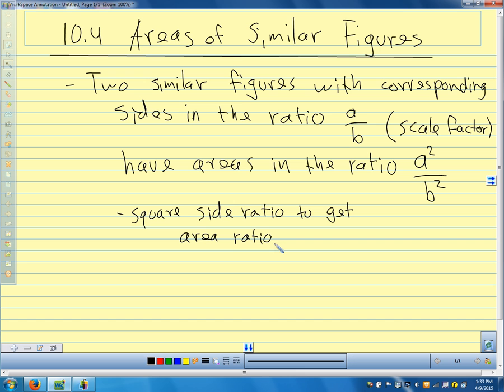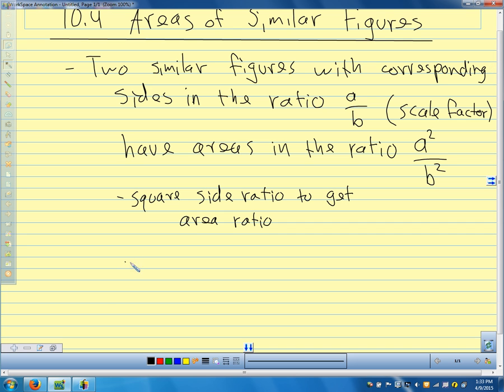And a way to think of it is we know that our units for area are square units. So if our ratio is 1 inch over 1 inch, our area ratio is going to be square inches over square inches. We have to square that to get our area ratio.